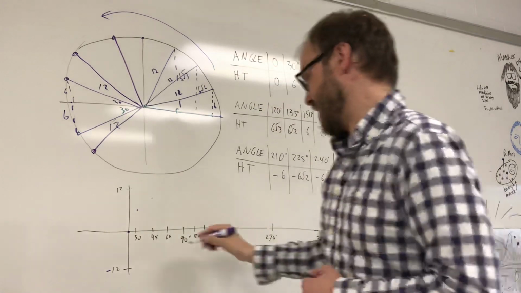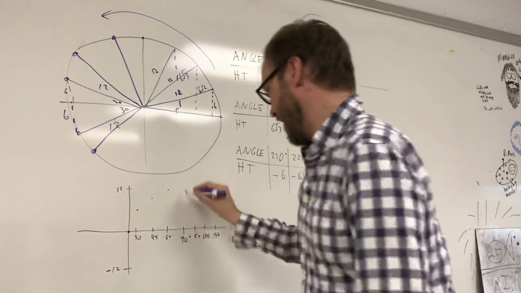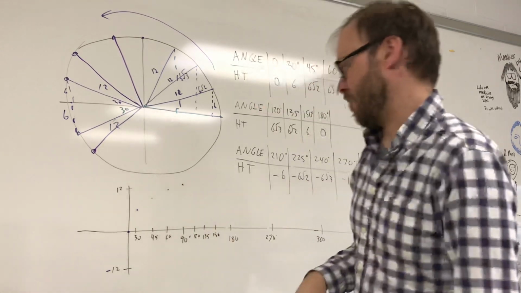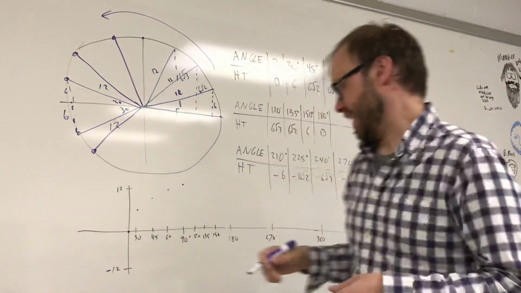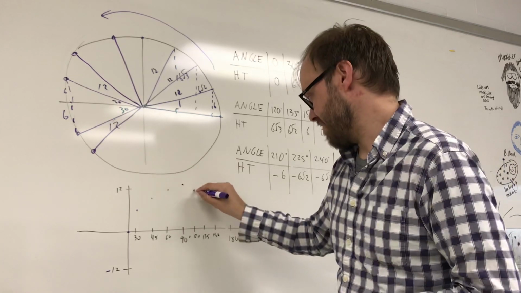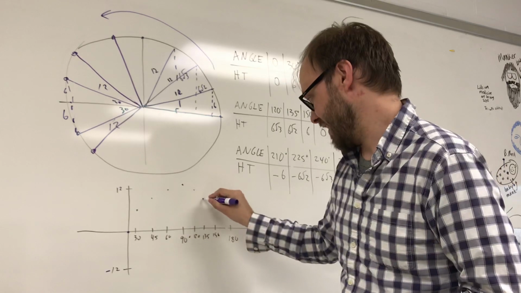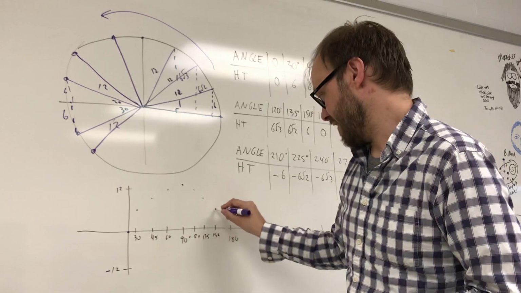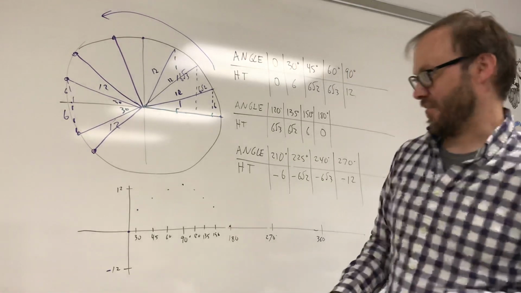And 60, 6 radical 3 might be something kind of like this. And 90, 12 would be up here at this point. Again, you have an actual scale that's drawn a little bit more carefully. So we drop back down. At 120, we have the same value that we had here. At 135, we have the same value we had here. At 150, we have 6. And then at 180, we're back to 0, okay?